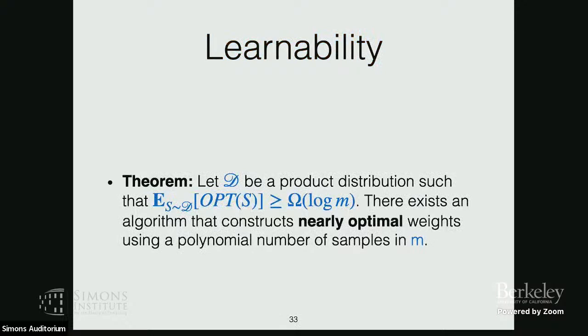So what do we show? This is just to give some evidence that these weights are learnable. We show that D is a product distribution and the optimal makespan is large. So two very strong assumptions. Removing these assumptions is very interesting to me. But then we show that indeed you can compute weights, given a polynomial number of samples and polynomial time, that are nearly optimal as compared to the optimal solution for that distribution.